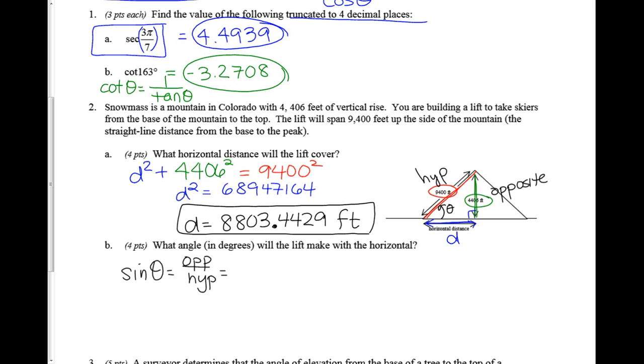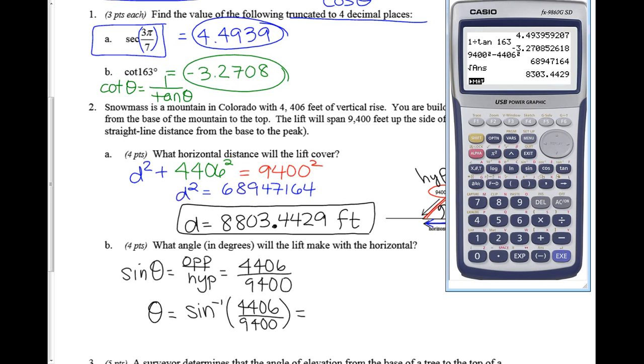My opposite was 4,406. My hypotenuse was 9,400. So in this case, I'm trying to figure out what the angle is. So to get the angle by itself, I have to undo sine. What's the opposite of sine? It's the inverse sine of this fraction over here. I would just leave the fraction as is, not even bother to simplify it, because my calculator can do that for me. So I need to be in degree mode, which I already am.